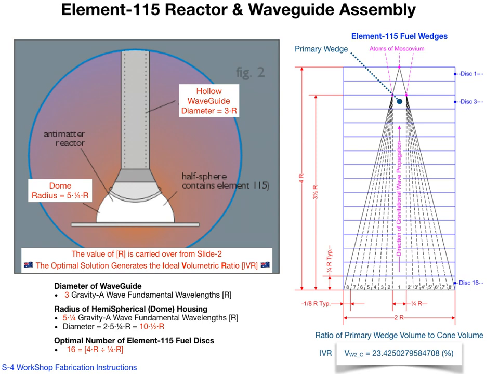On the right-hand side, we see the element 115 fuel wedge manufacturing process. In both illustrations, all dimensions are expressed in terms of the letter R. This means that, irrespective of the value of R, the entire solution scales proportionally. It also means that the ratio of the volume of the primary wedge to the volume of an uncut cone is the same for all values of R. Hence, this is termed the ideal volumetric ratio.